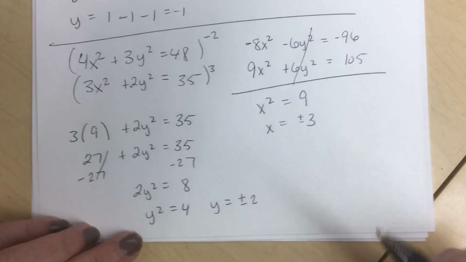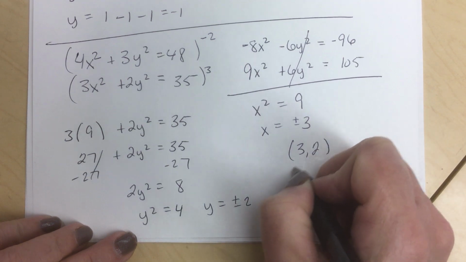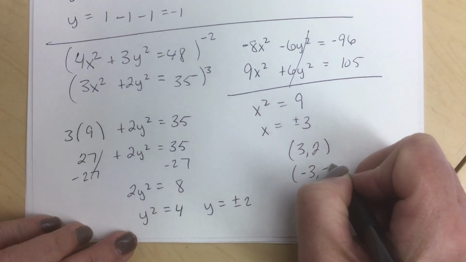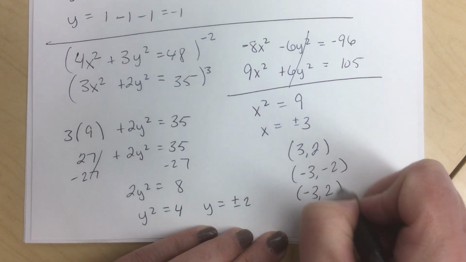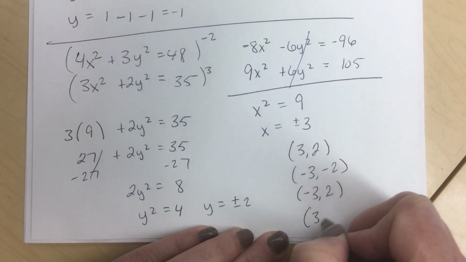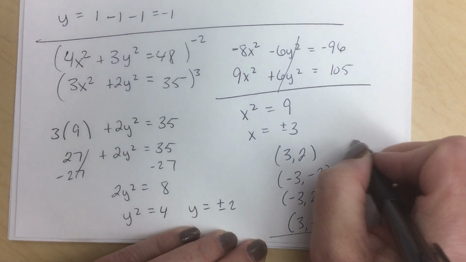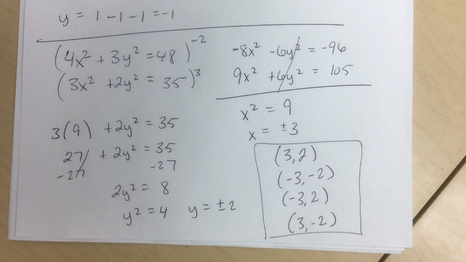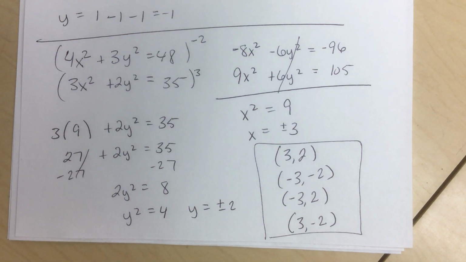So that means I'm going to have 4 possibilities. I'm going to have both positive, so 3, 2. I'm going to have both negative, so negative 3, negative 2. And I'm going to have one of each. Negative 3, positive 2, positive 3, negative 2. So those are my 4 different answers for this. So if you want to see what this looks like, you can graph both of those on Desmos and see where they intersect, and you'll see what's going on.